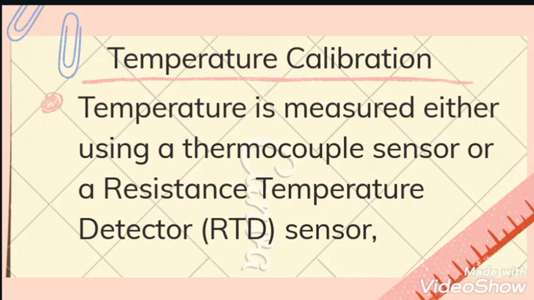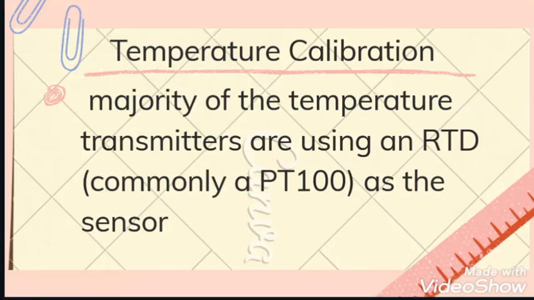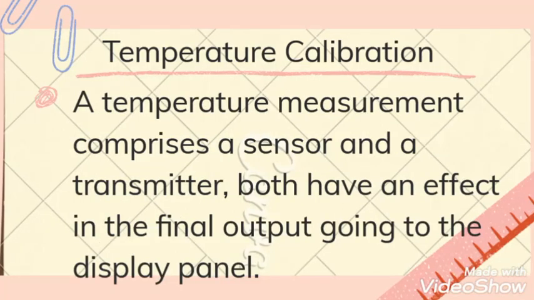Temperature calibration. Temperature is measured either using thermocouple sensors or an RTD, resistance temperature detector. So we use mostly these two sensors, a thermocouple or RTD. The majority of temperature transmitters use an RTD, which is commonly a PT100, platinum 100. It is made of platinum and has a resistance of 100 ohm at 0 degrees centigrade.